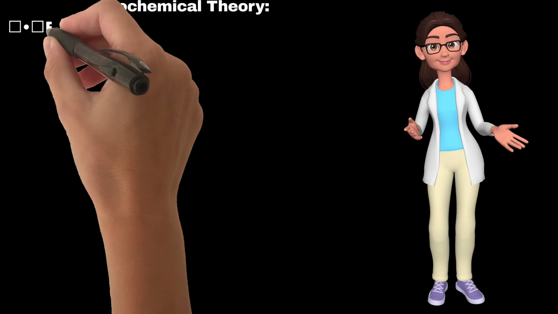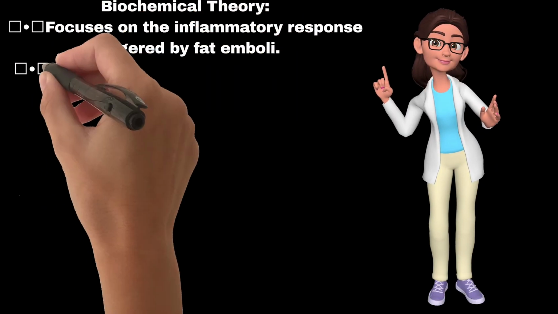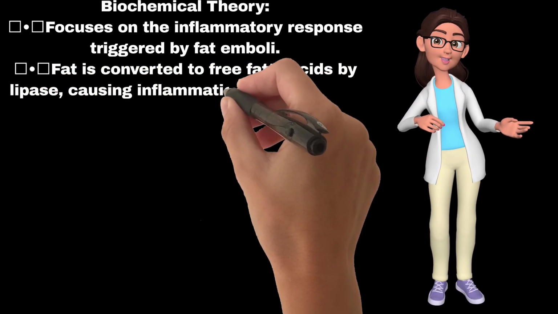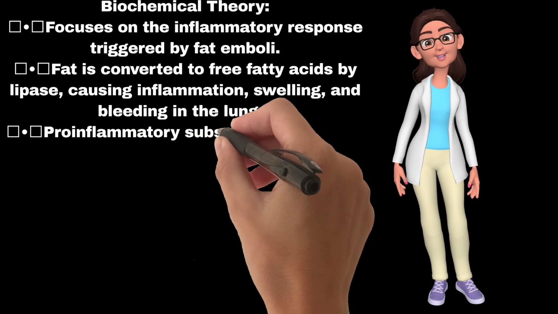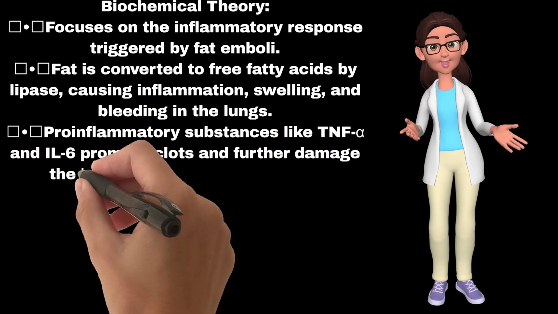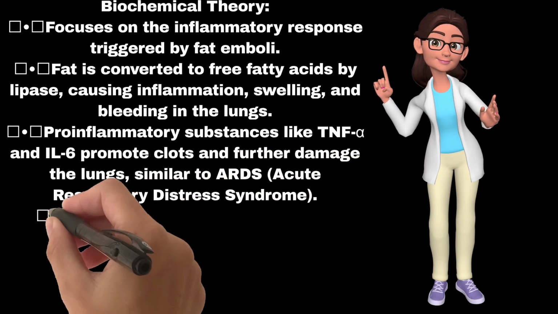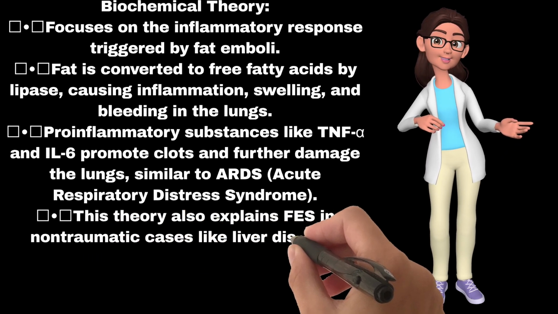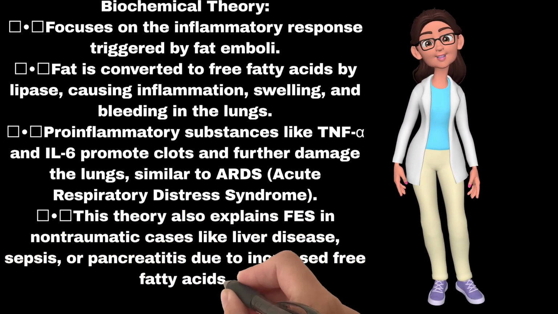Biochemical theory focuses on the inflammatory response triggered by fat emboli. Fat is converted to free fatty acids by lipase, causing inflammation, swelling, and bleeding in the lungs. Pro-inflammatory substances like TNF-alpha and IL-6 promote clots and further damage the lungs, similar to ARDS, acute respiratory distress syndrome. This theory also explains FES in non-traumatic cases like liver disease, sepsis, or pancreatitis due to increased free fatty acids.